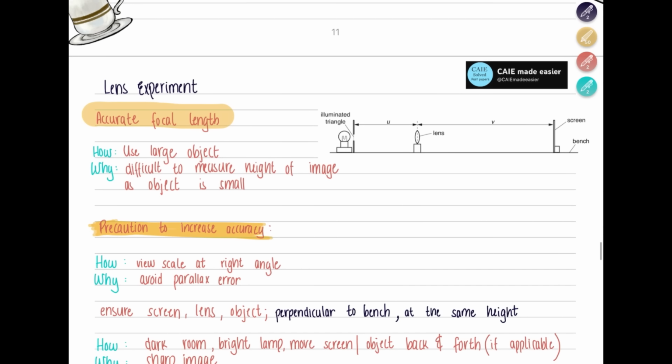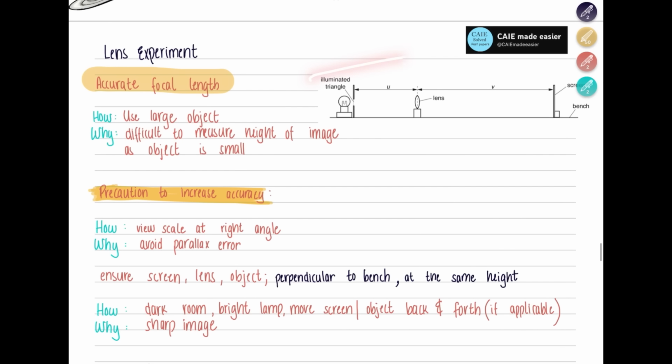Okay, now if you have a lens experiment, something like this. What if they ask you how to improve accuracy, particularly for the focal length? You will say to use a larger object, because if you use a large object, you will have a large image. Otherwise, it will be too hard to measure the height of the image when the object is small.